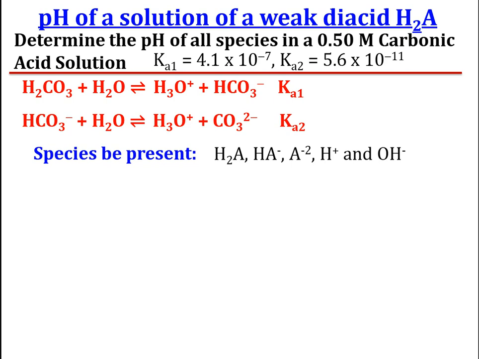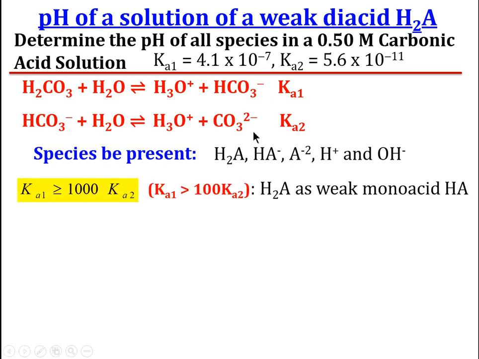We have to compare Ka1 and Ka2. Ka1 is greater than 100 times Ka2, so H2A can be considered as weak monoacid. In other words, we use only reaction 1 and we neglect the reaction 2. So the pH of H2A is the pH of weak monoacid.